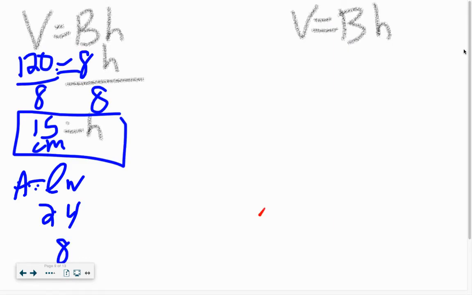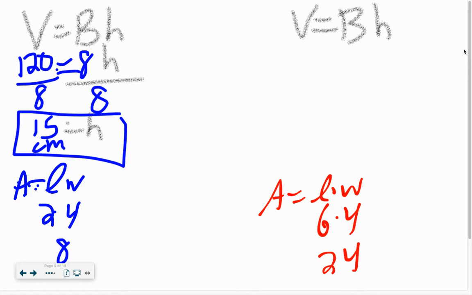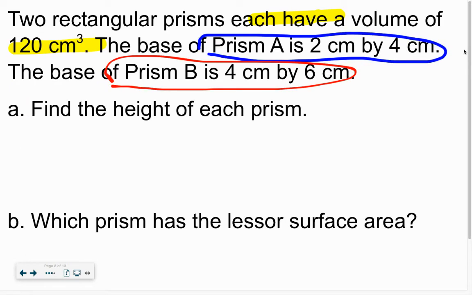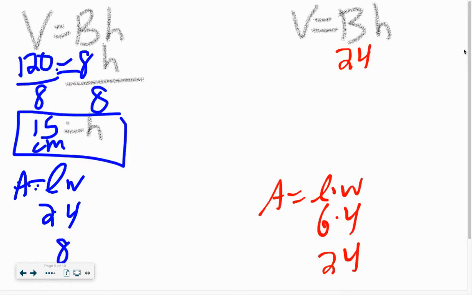Well, I'm going to come down here and find my area of the base. Length times width, 4 times 6, gives me 24. So I plug that in for the area of the base, the big B, because it's all about the base. It's no trouble. Here again, both of them had 120 as your volume.